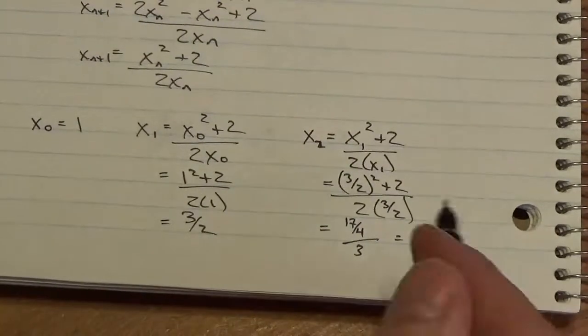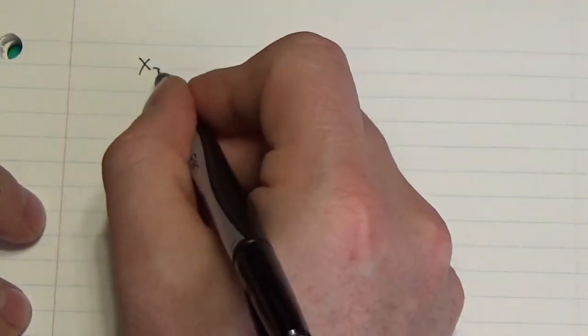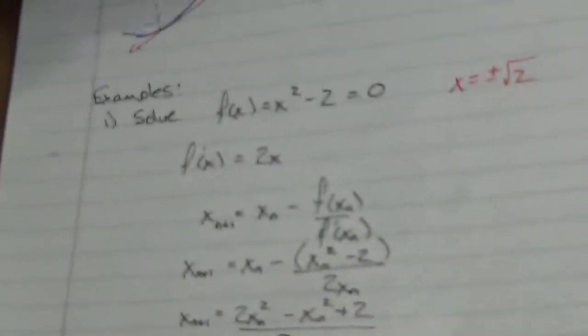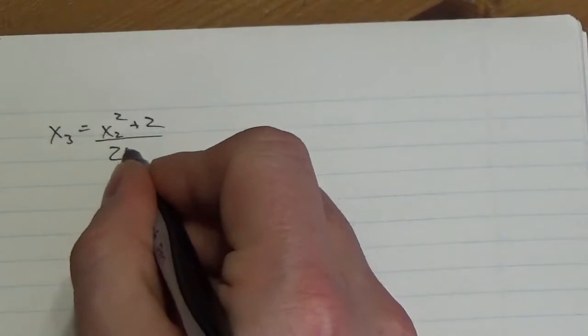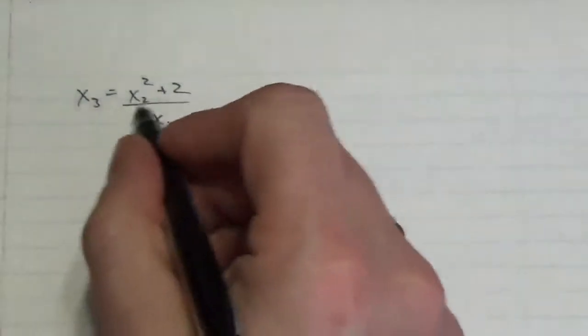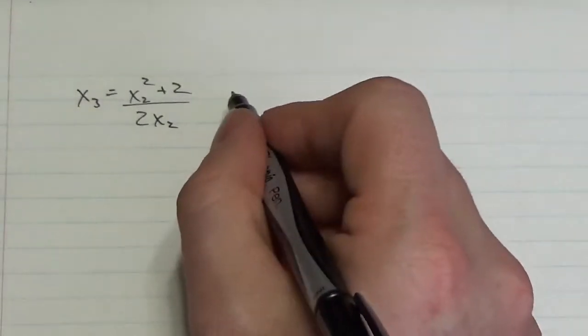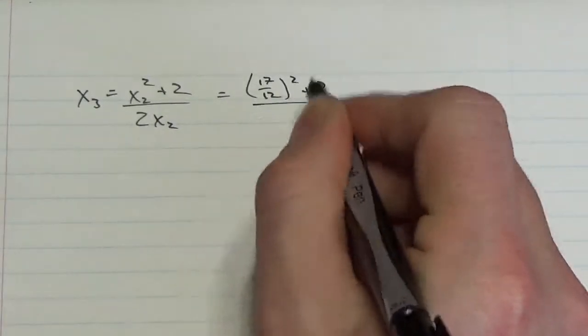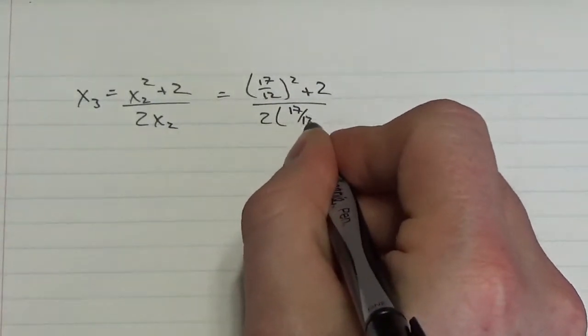Now, if I do this one more time, if I use that 17/12 and plug that in one more time and make my third guess here, sorry, I've got to look at my function again. That was xn squared plus 2 over 2xn. So it's going to be x2 squared plus 2 over 2 multiplied by x2. If I now plug in my 17 over 12 here, this is going to be 17 over 12 squared plus 2 over 2 times 17 over 12.